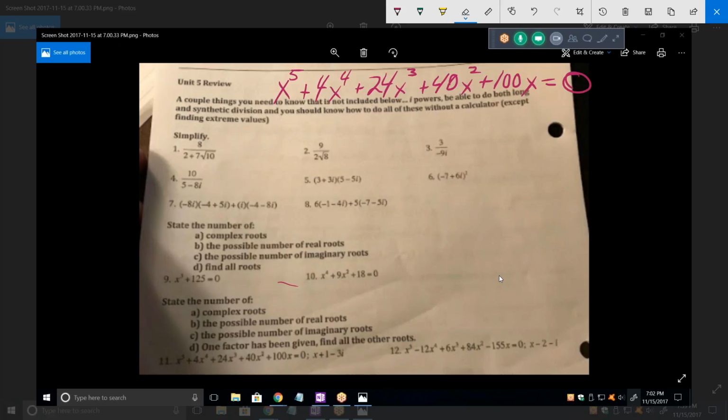Okay, let's talk about that for a second. The difference between the roots and the factors. If I tell you x equals 2 is a root, what's the factor? x minus 2. Okay.